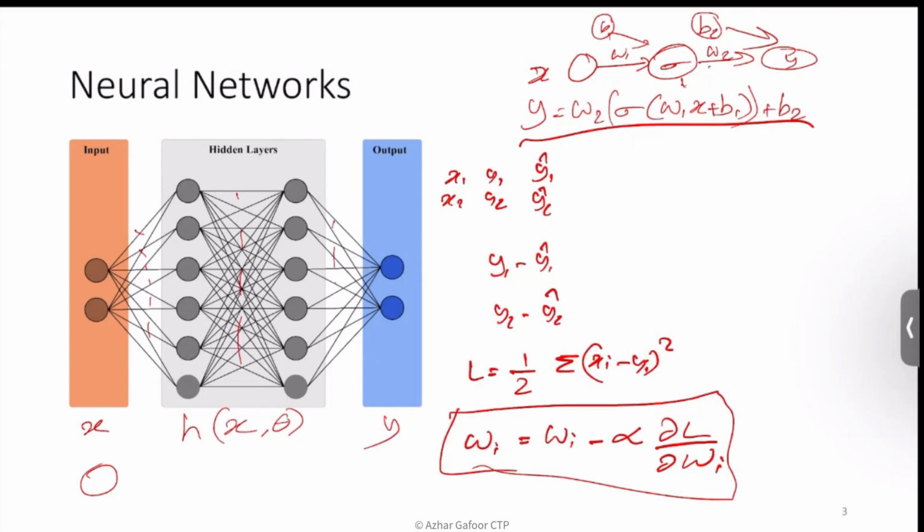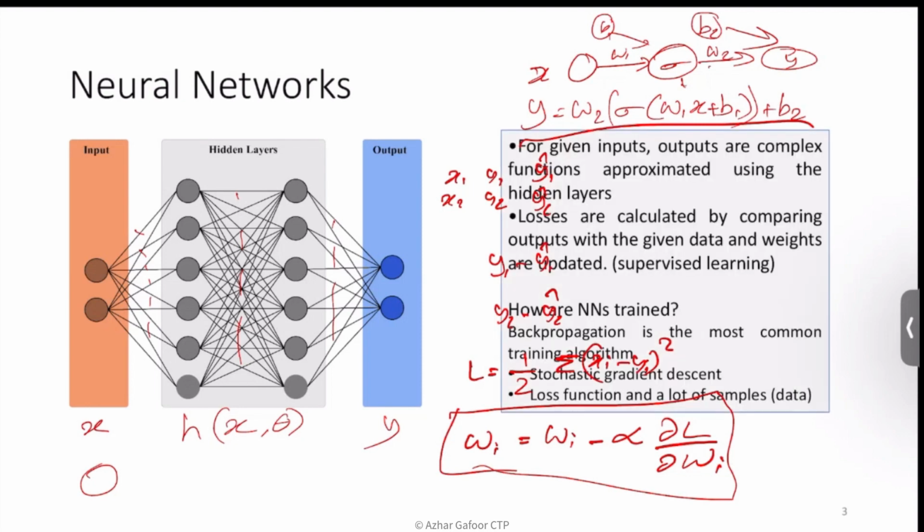So in a neural network, what we need is a loss to calculate the weights. In this case, we need data, which is a pair of input as well as output. For a given input, outputs are complex functions approximated using the hidden layers. And losses are calculated by comparing the outputs with the given data and weights are updated. This is actually a supervised learning process.